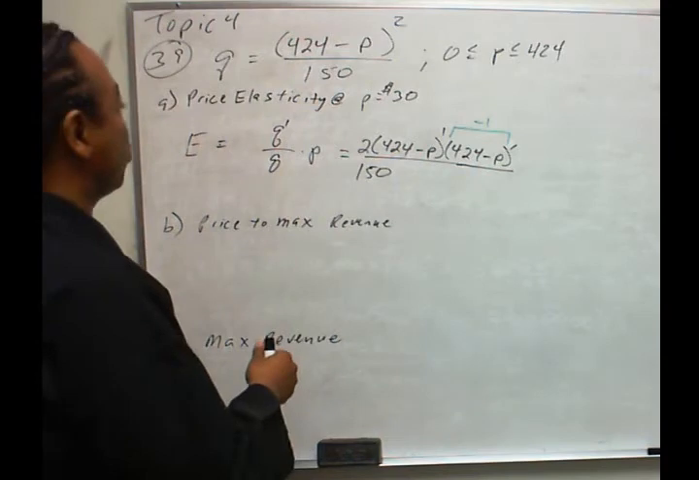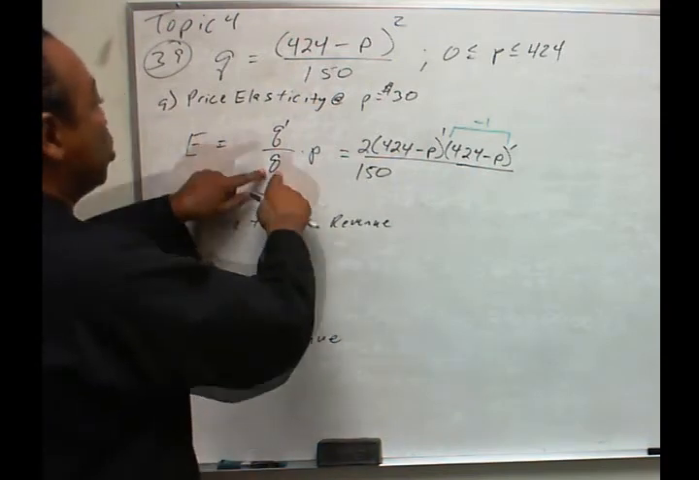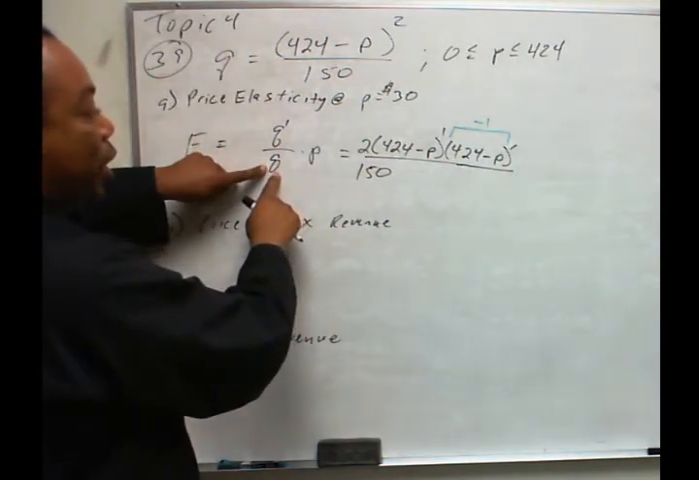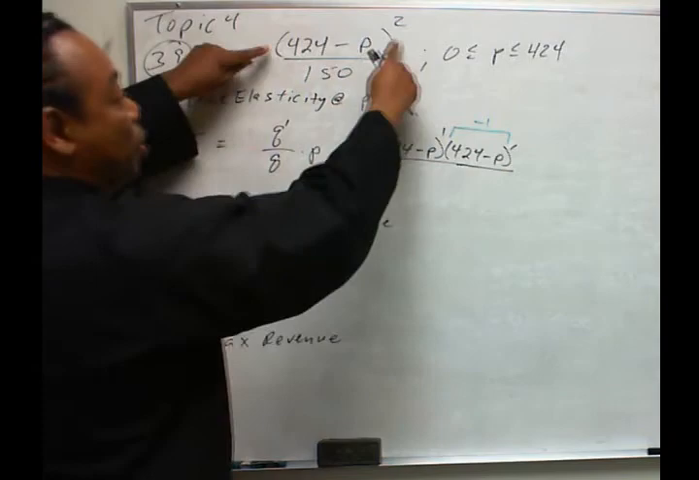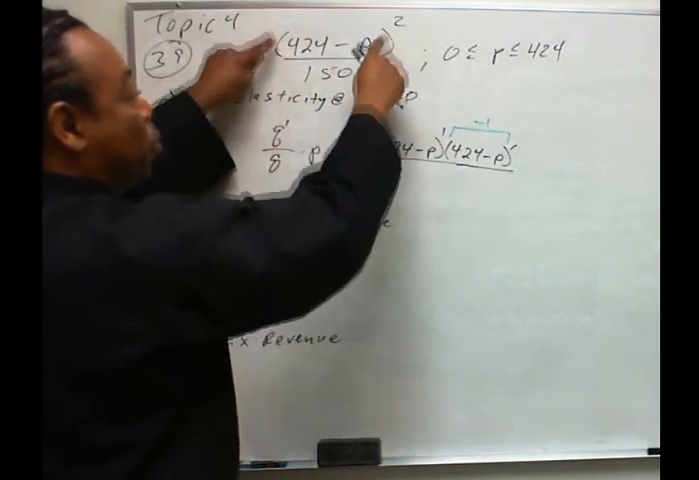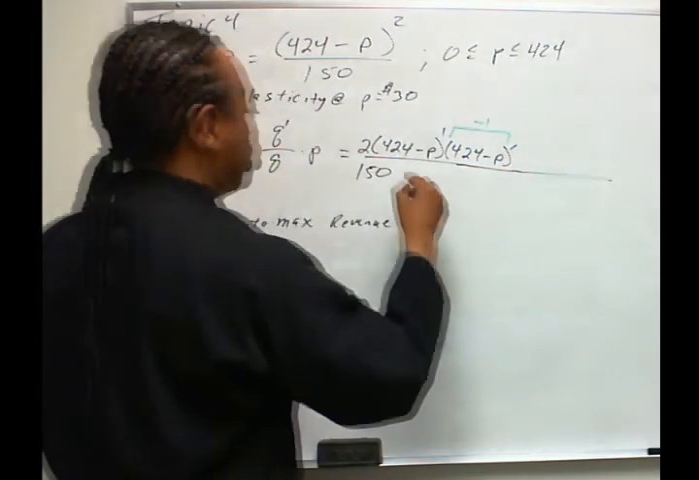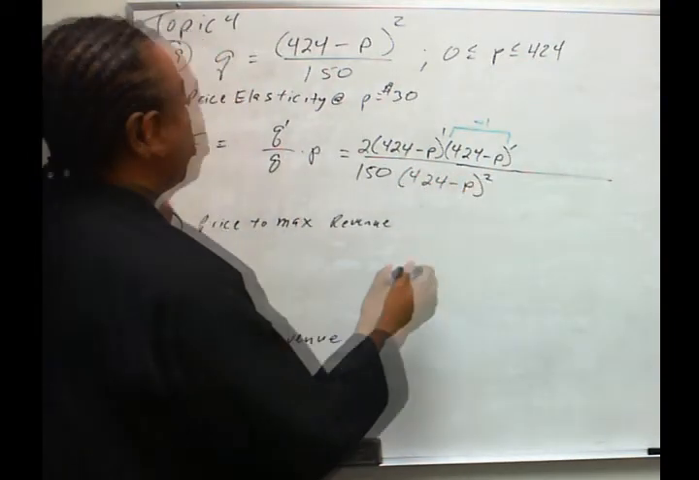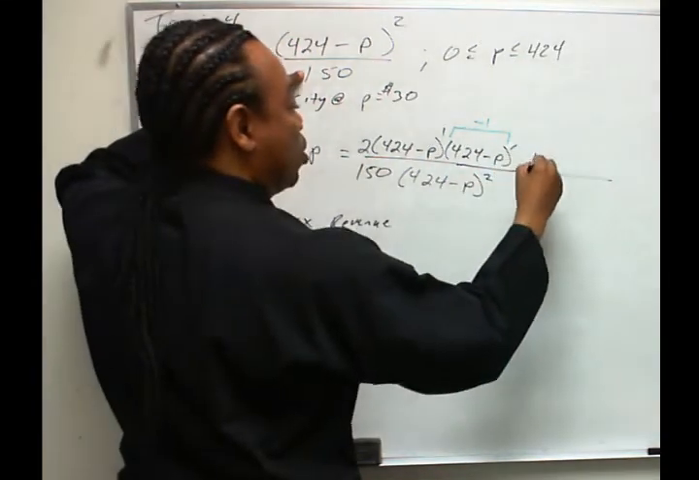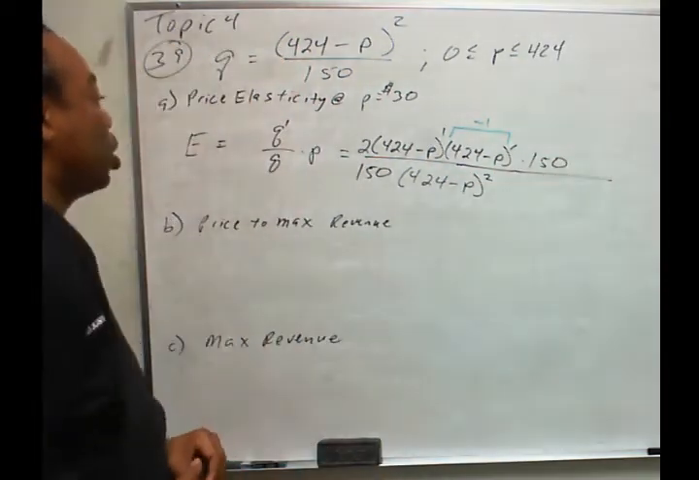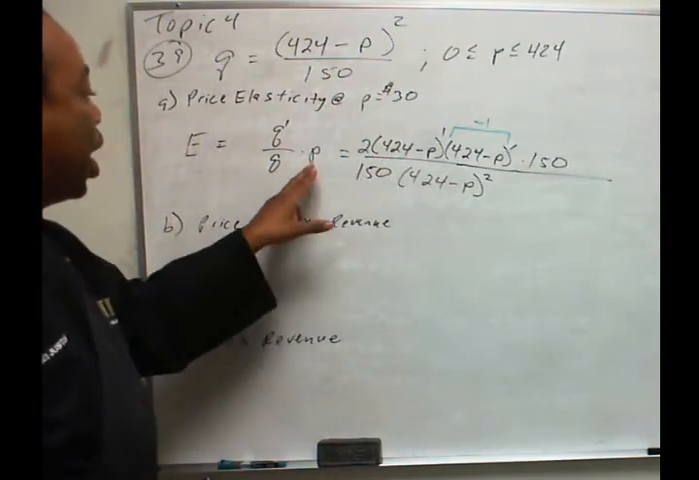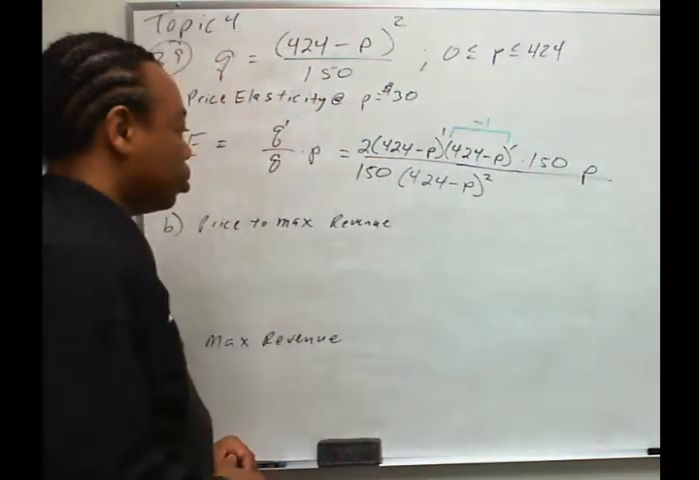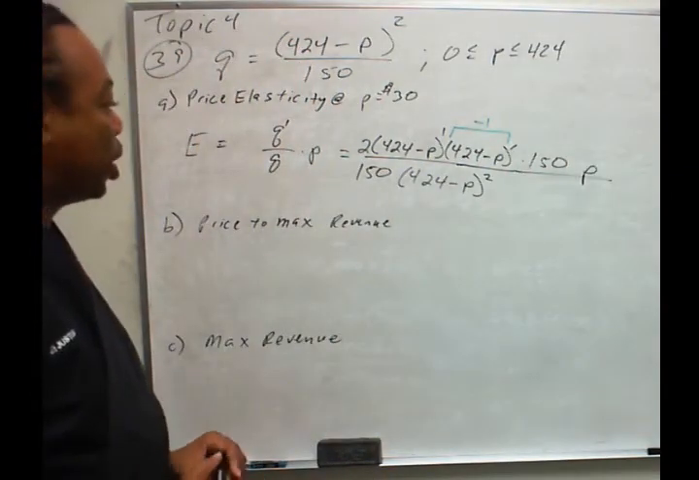And furthermore, we'll need the function q. This is the function q right here. Since q will be in the denominator, we'll have a reciprocal. So all of this will go in the denominator and the 150 will go in the numerator. So we'll have 424 minus p squared, and the 150 will be in the numerator. And furthermore, we'll have times p, so we'll put a p here.